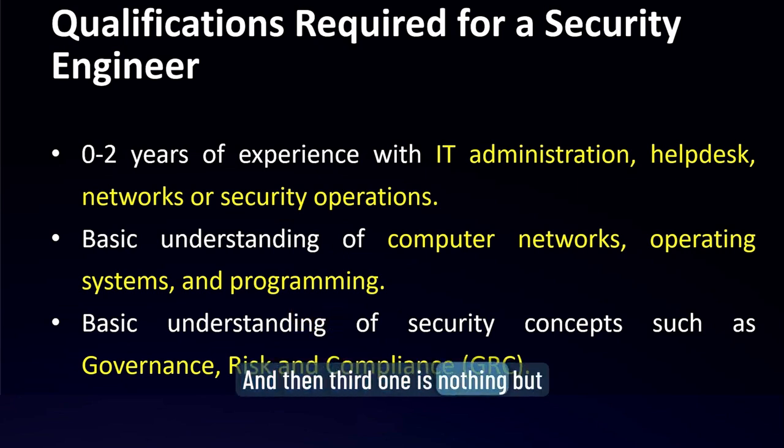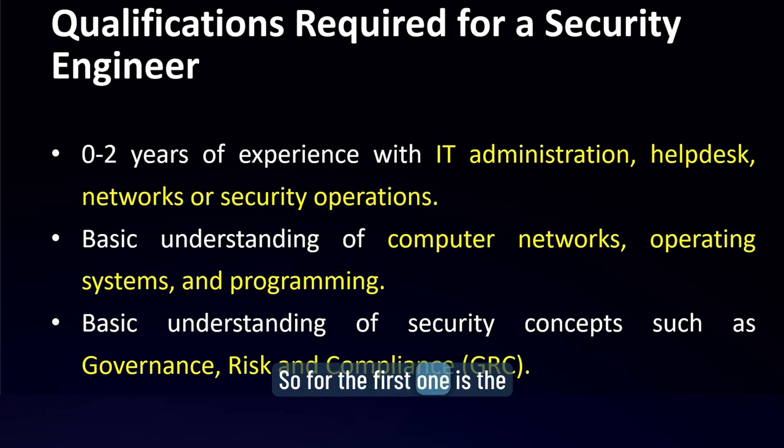The third one is that you need to know about the rules and regulations followed by the organization. There are a lot of rules and regulations, like PCI DSS, GDPR, and HIPAA. These are all the rules and regulations you need to know. We are going to discuss these in the upcoming classes. These are all the qualifications required for the security engineer.